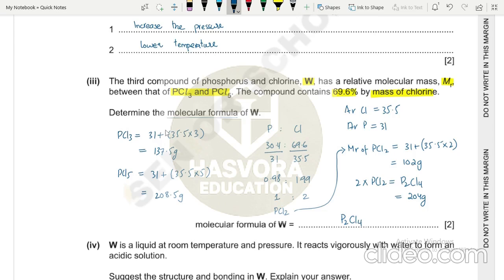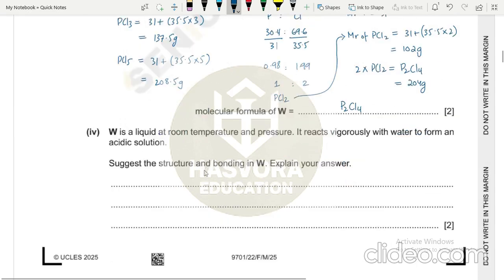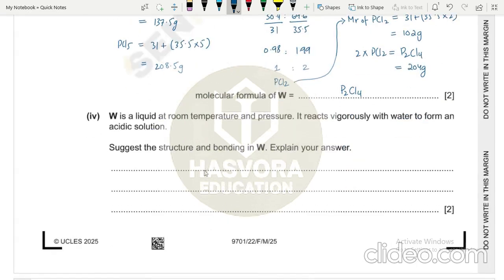So this was quite a tricky question. Let's move on to another part. It says W is a liquid at room temperature and pressure. It reacts vigorously with water. So if it is a liquid at room temperature and pressure, it means it has a simple molecular structure and requires less energy to break the bonds. And it reacts vigorously, which means that it is hydrolyzing in the water because it has covalent bonds. And it is also forming an acidic solution. So suggest the structure and the bonding in W.